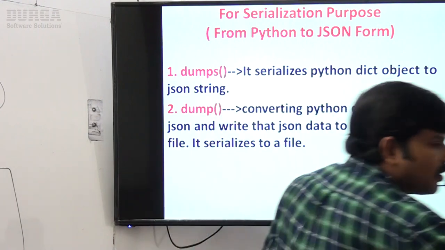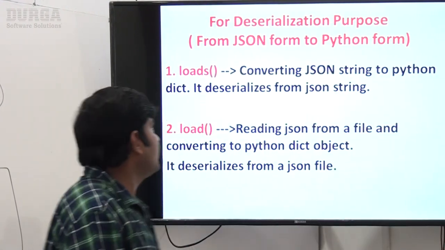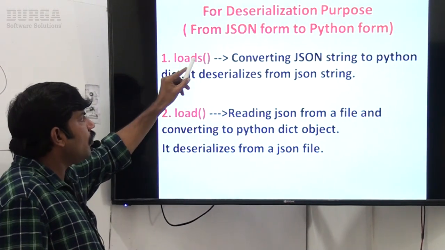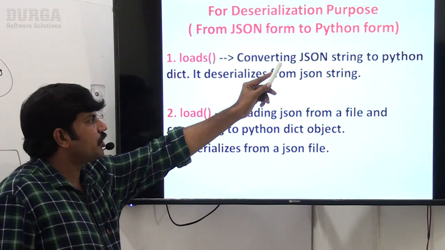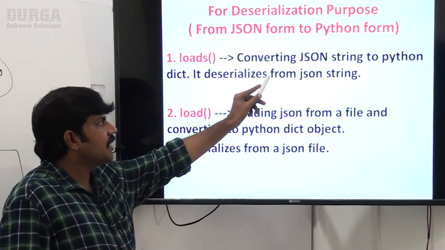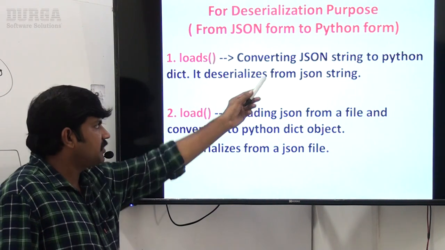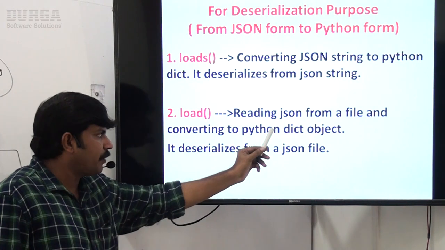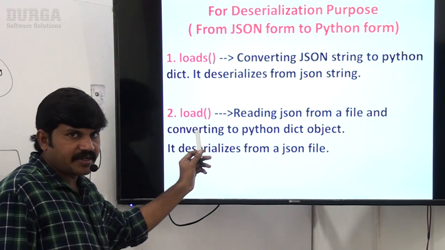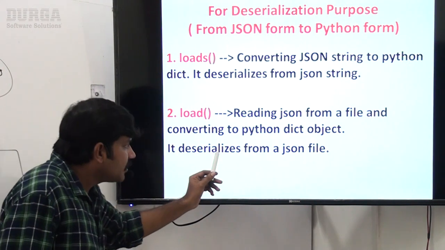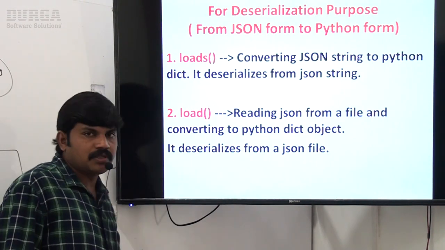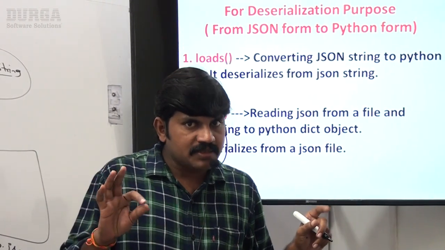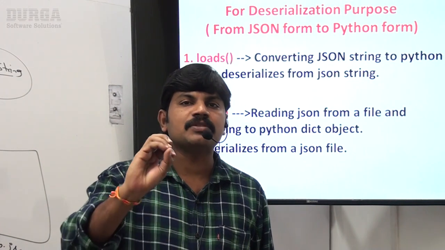Okay. Next, for deserialization, from JSON form to Python form. loads converts a JSON string to a Python dict; it deserializes from a string. Remember, JSON string. The load function reads JSON from a file and converts it into a Python dict object. So can you please convert JSON data to a dict object from the file? It deserializes from a JSON file. The load function we require to use. I hope I covered it very clearly, sir. JSON module, dumps, dump, loads, load. These five words you should be aware of.